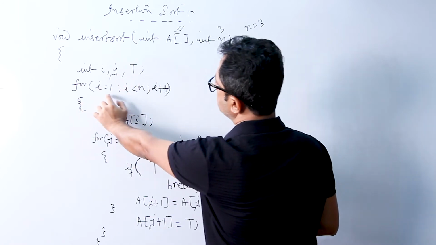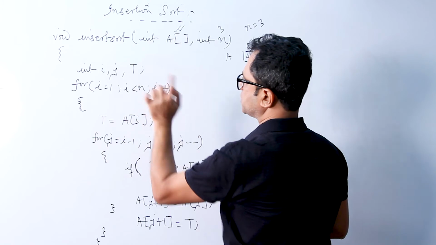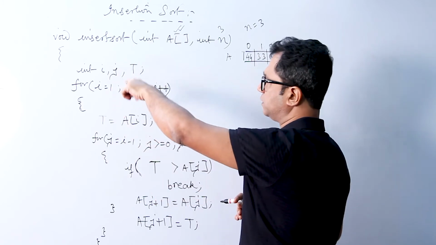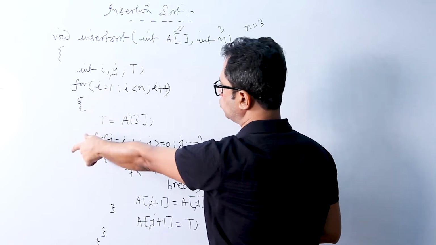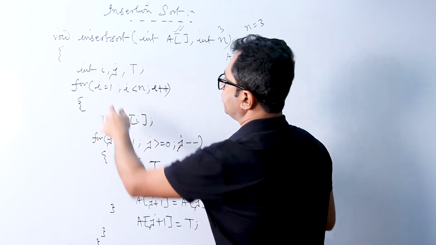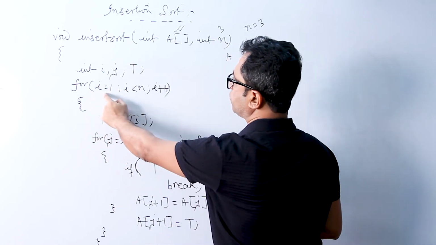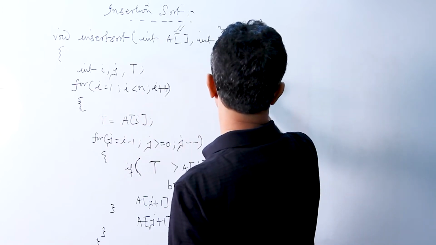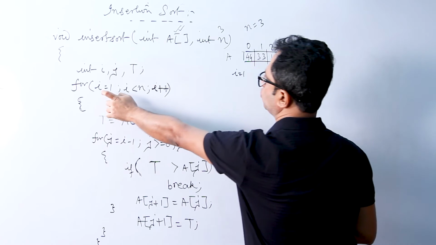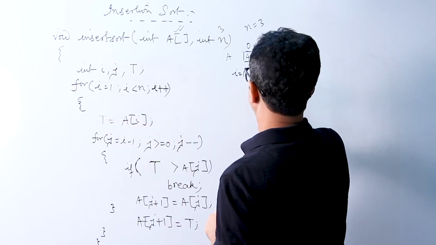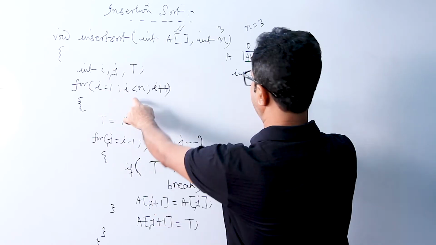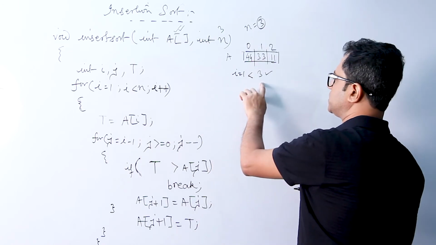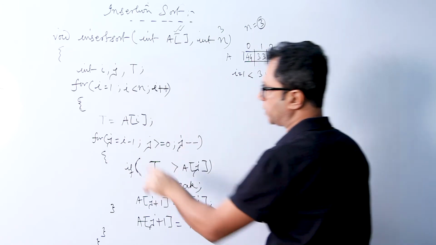So for i equal to 1, i less than n, i plus plus, we enter a nested loop construct in this insertion sort algorithm. There are two for constructs, and in the outer for we see i equal to 1, i less than n, i plus plus. First i is initialized to 1 and compared against n, which in our case is 3. It is less than 3, so we enter the outer for loop.